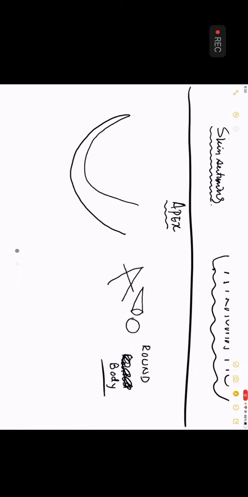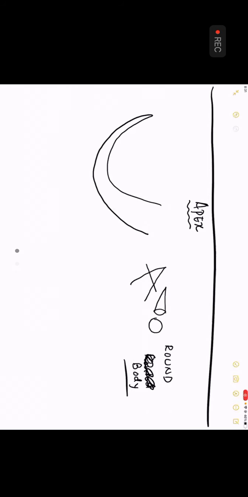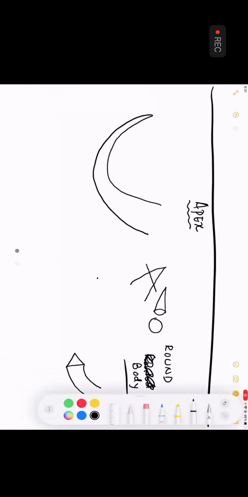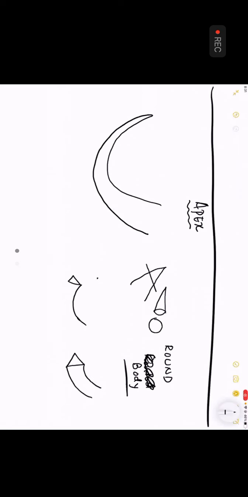Round body needle. Whereas, understand that the needle end will be in such a way that the end looks like this. Understand the shape. Sorry, I should have drawn it. The needle looks like this. The tip looks like this. This kind of tip is called a cutting needle.